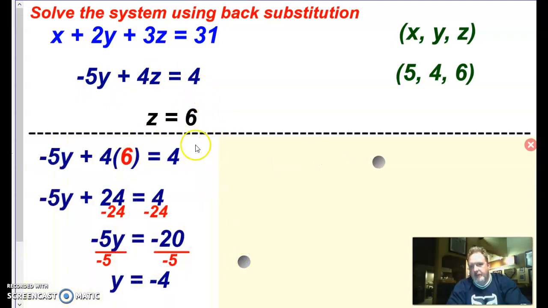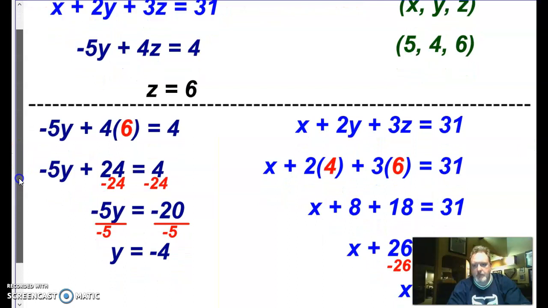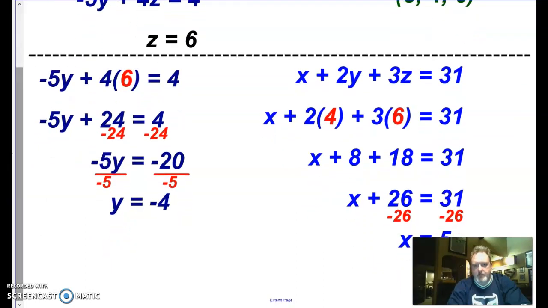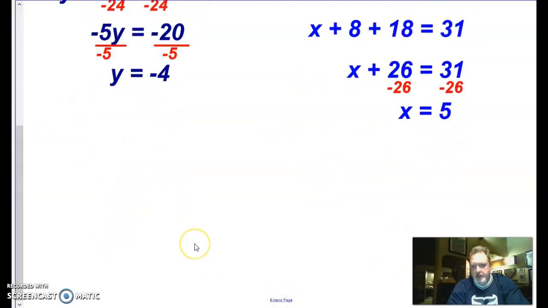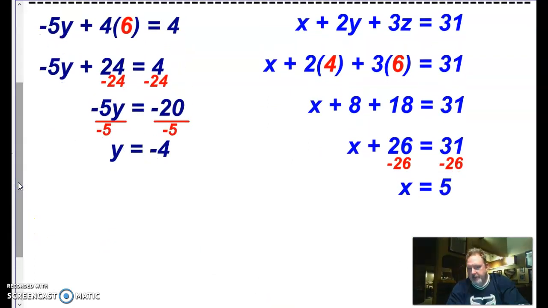And now that we have z and y, we'll plug that into the top equation, and that will allow us to solve for x. And so you can see here that y was negative 4, and x, when we solve here, is positive 5. All started with that given value of z, plug it in, and then we work backwards to find y, plug z and y in so that we can solve for x.